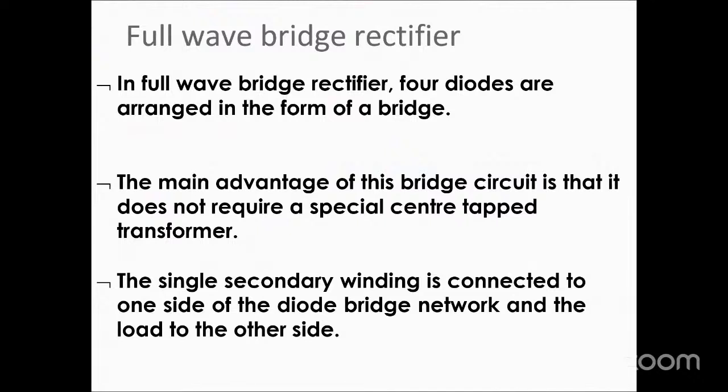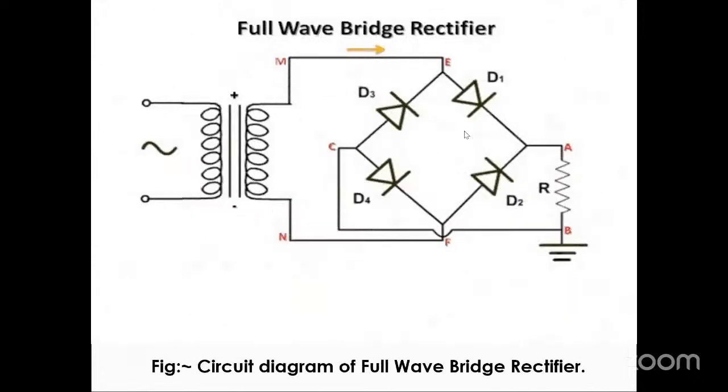So, full wave bridge rectifier. Next is the bridge rectifier, which has 4 diodes in place of 2, arranged in the form of a bridge. The main advantage of this bridge circuit is that it does not require a special center tap. The single secondary winding is connected to one side of the diode bridge network and the load to the other side. So this is the bridge rectifier.